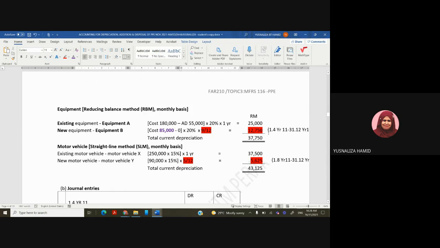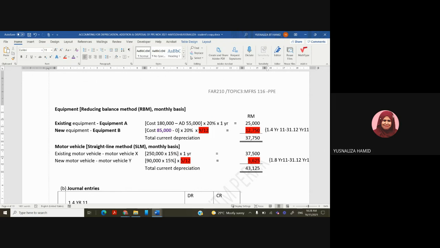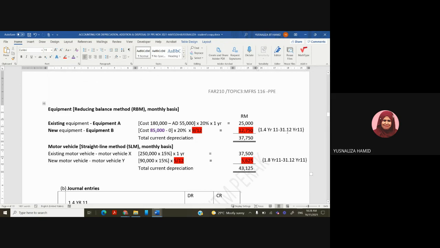And the date is actually from the date that I have listed here, from 1st of April up until 31st of December year 11. So that is the 9 month period. You provide starting from 1st of April. You will not provide starting from 1st of January because you purchase on 1st of April. Okay, now you get the first item, which is your item of depreciation for equipment.